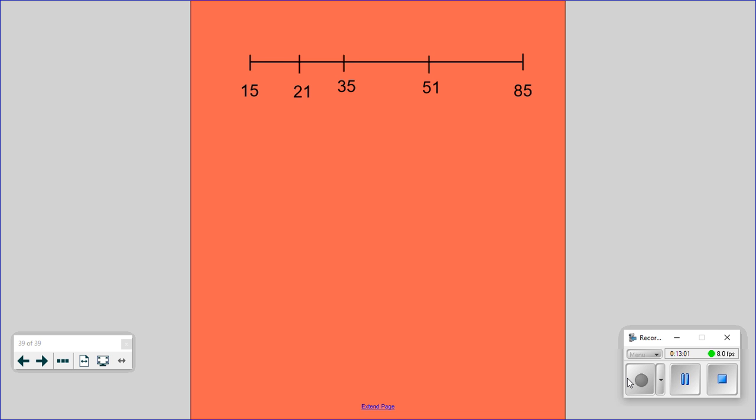I have the following numbers placed on the number line as well. I have the numbers 21, 35, and 51. Make sure those numbers are also placed on your number line.